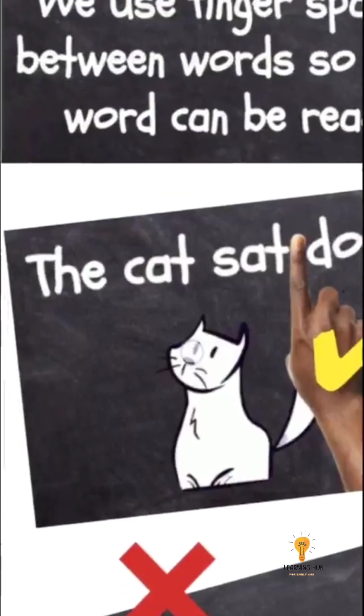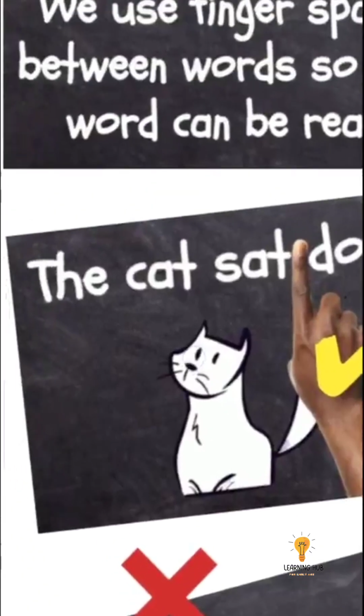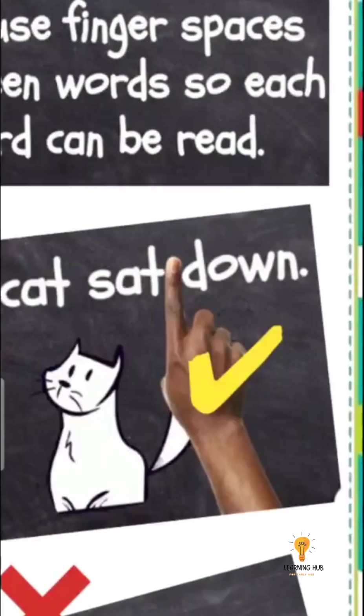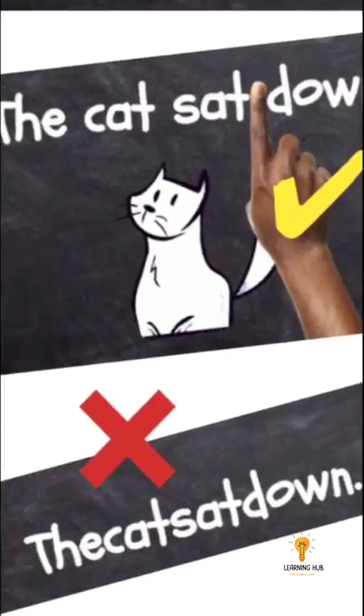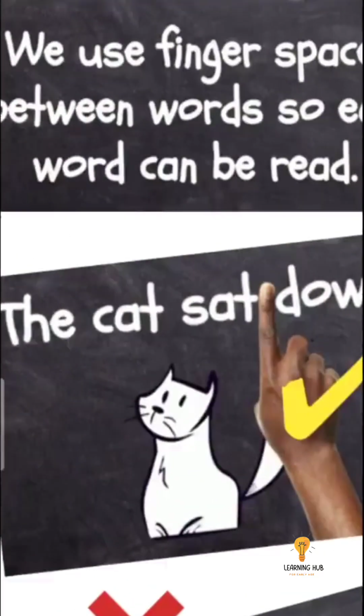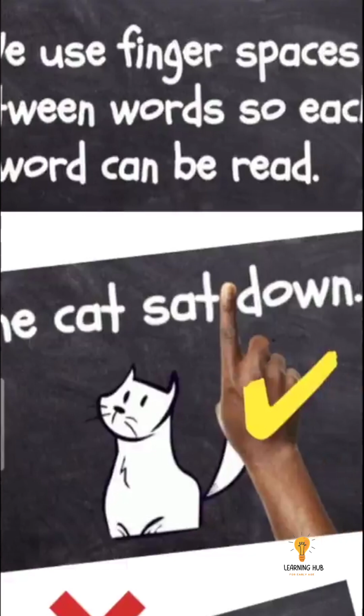So you have to make a finger gap like this. Like this. And it is right. And here is a tick for you. And this is wrong. And this is a wrong way to write. Okay? Now look at this. This is a good way to write a sentence. You have to make a finger gap.